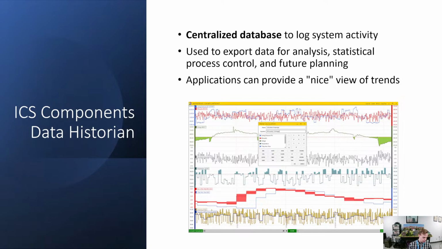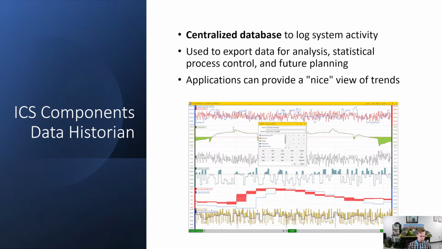Moving forward, we have our data historian. And this mainly is just a centralized database to log all the ICS system activity. As I mentioned, there are a lot of different components all working together in these systems, and it would be nice to have some way to log all the information and be able to display it in a nice graph for us to see later. And this is the main job of the data historian.